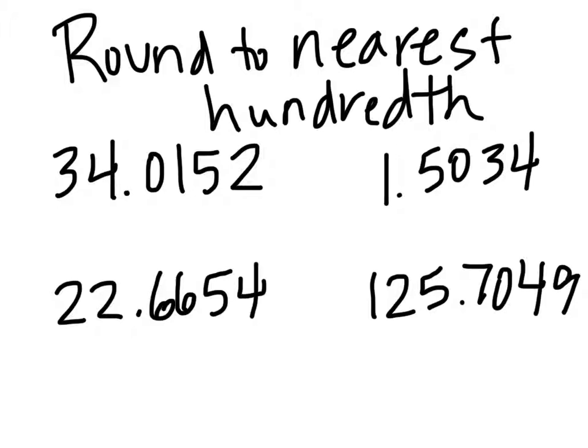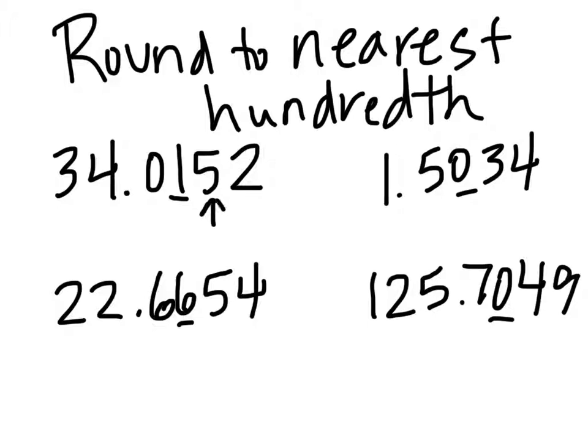For these 4 problems, we are going to round to the nearest hundredth. So in each problem, I'm going to go through and underline the hundredths place. The first one is 34.0152. The 1 is in the hundredths place. To the right, I have 1.5034. The 0 is in the hundredths place. In the bottom left-hand corner, I have 22.6654. The 6 is in the hundredths place. And the last one is 125.7049, and the 0 is in the hundredths place.